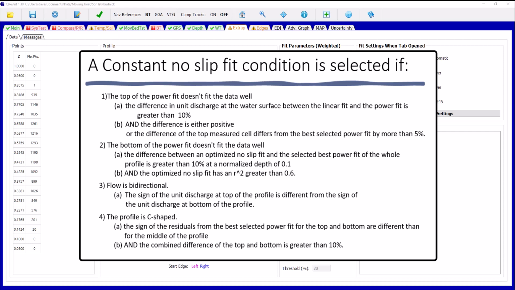A constant no-slip fit is also selected if the flow is bidirectional, defined as the sign of the unit discharge at the top of the profile is different from the sign of the unit discharge at the bottom of the profile. And finally, the fourth condition where a constant no-slip fit condition is selected is if the profile is C-shaped. This is defined when the sign of the residuals from the best selected power fit for the top and bottom are different than for the middle of the profile, and the combined difference of the top and bottom is greater than 10%.